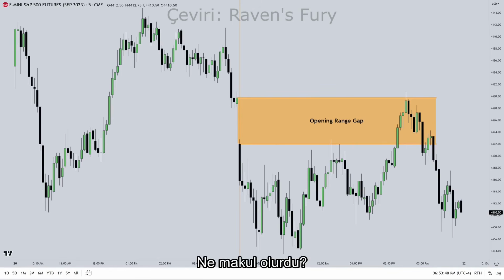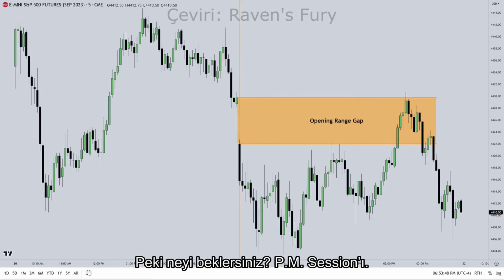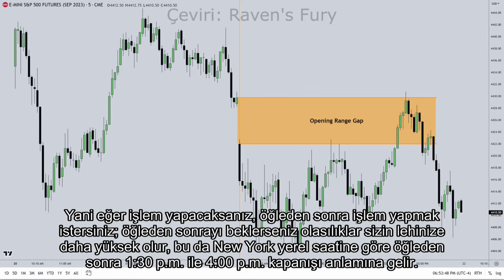What would be reasonable? Well, look at the economic calendar. Today we had Fed Chair Powell jawboning at 10 o'clock in the morning. You wait. And you wait for what? The PM session. So you want to be trading the afternoon. If you're going to trade at all, the probabilities are going to be high in your favor if you wait till the afternoon. That means 1:30 in the afternoon, New York local time, to 4 o'clock's close.